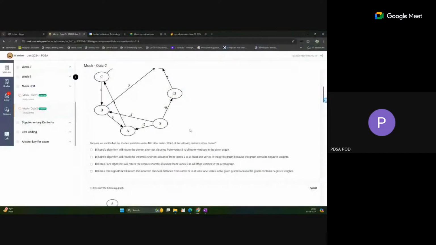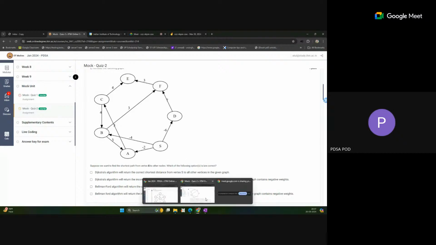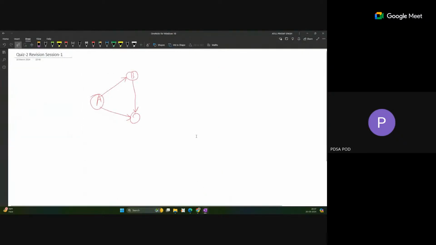So for this question, this option is correct. But for the particular question, like this question in the mock, one graph is given, and we are asking whether the Dijkstra algorithm will return the correct output for it or not. So here you have to check. Here the Dijkstra algorithm is returning the correct output. I'm giving an example of in which case the Dijkstra algorithm fails and in which case it does not fail. Suppose we have a graph like this and our weights are like this: this is 4, this is 2, and this is minus 3.